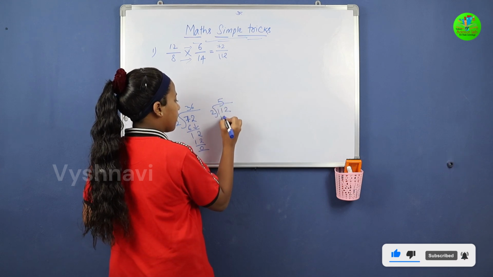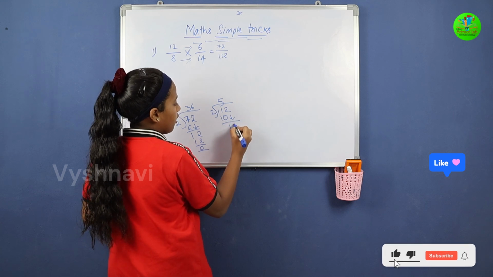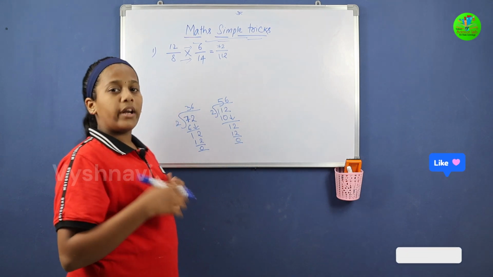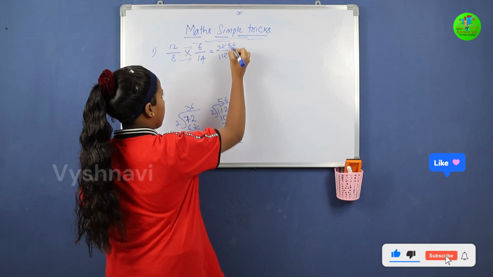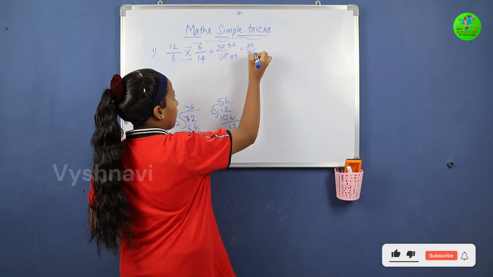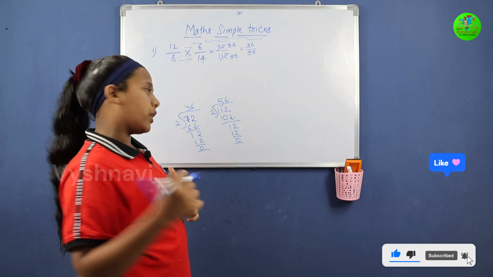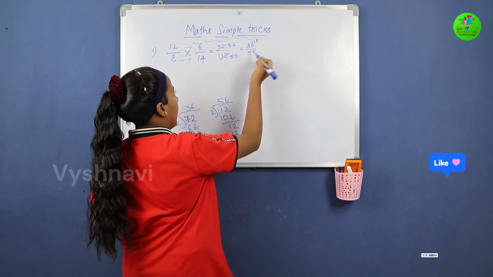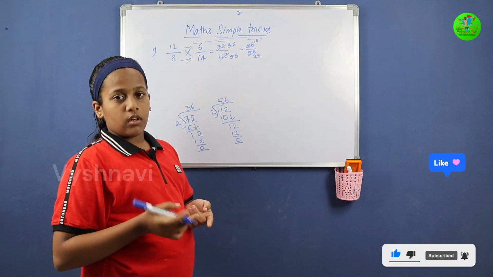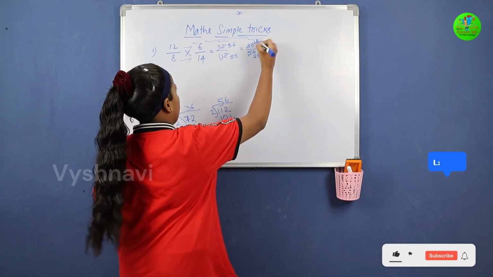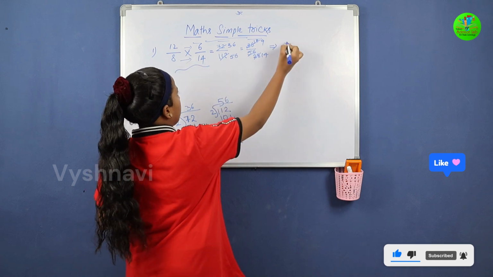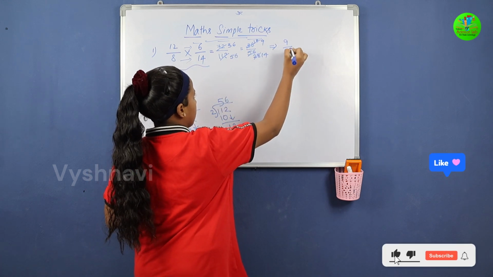2 5s are 10 and 2 6s are 12. 56 2s are 112. 36 and here 56. This can be cancelled by 2. 2 1s are 2 and 2 8s are 16. And here 2 2s are 4 and 2 8s are 16. And this can be cancelled by 2. And this is the answer for this sum. What is that? 9 by 14 is the answer.